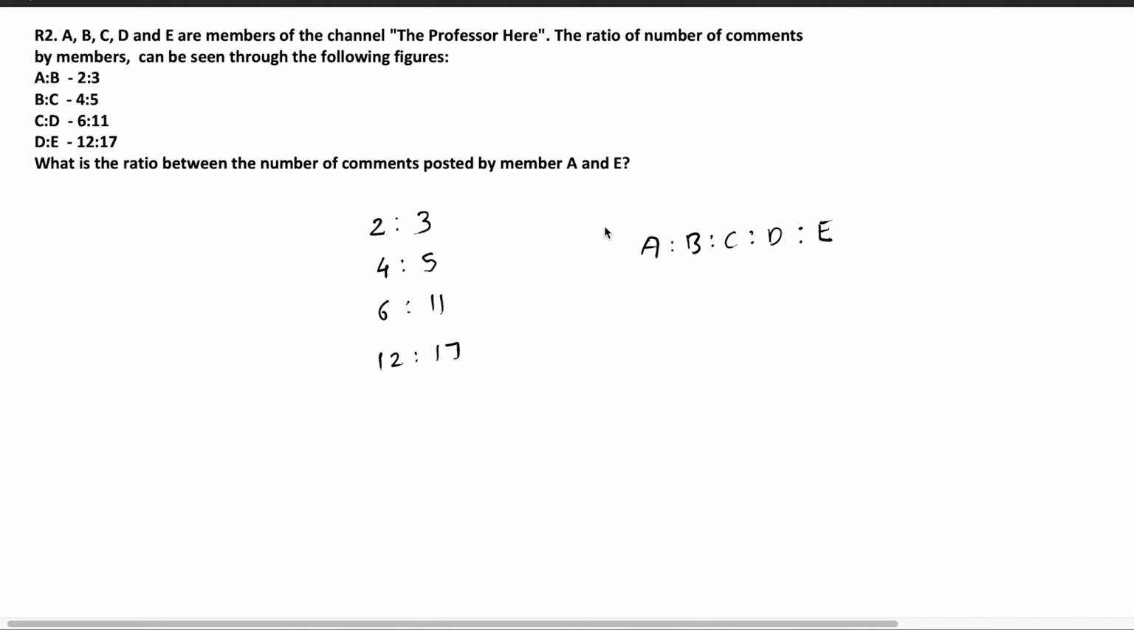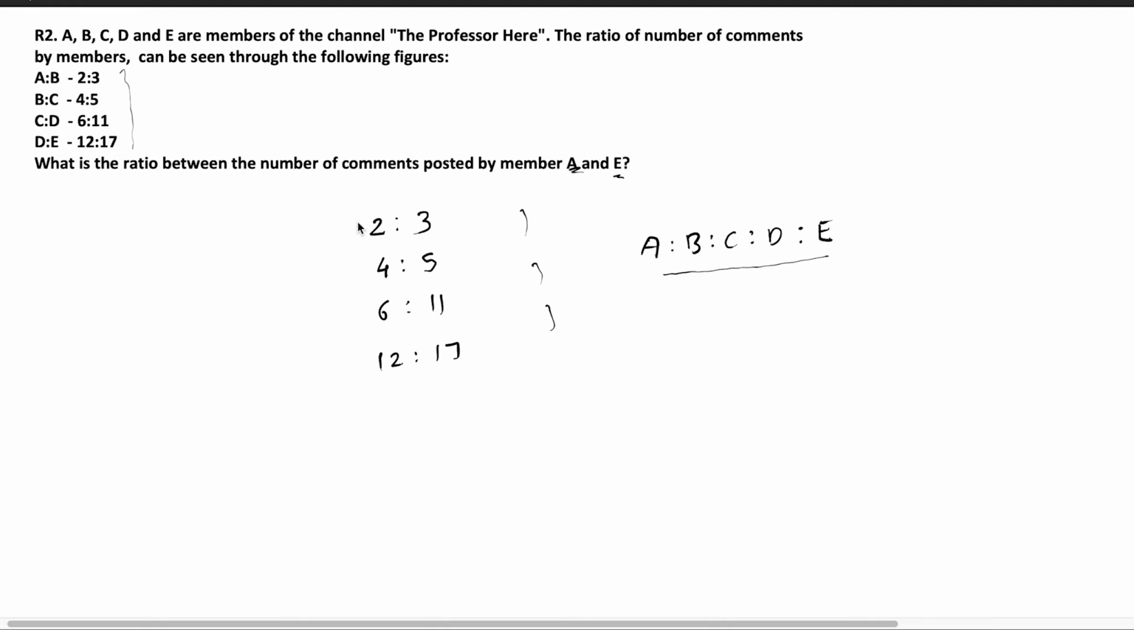I hope you have tried to solve the question. The question says that there are 5 members and the ratio of the number of comments by the members is given below. The question is to find the ratio between the number of comments posted by member A and member E. Just like the last question, we have to find A is to B is to C is to D is to E. I showed you 2 methods to solve these kinds of questions. The first method was to find the LCM. If you apply the LCM method here, you have to find the LCM here, here and here. So the easiest here is the second method.